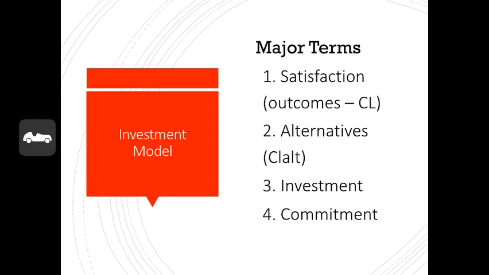And so the investment model is called that because it adds this very important component: it's not just about are you happy right now and could you do better? It's also how much have you sunk into this relationship? And the more that you have in tangible and intangible ways, the more commitment you will feel. So it takes satisfaction and alternatives and investments into account to determine stability or commitment.